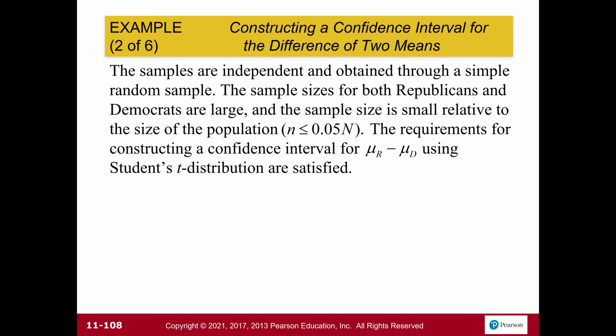We have to make sure that all the conditions are met. The samples are independent and obtained from an SRS. The sample size for both Republicans and Democrats are large, and the sample size is relatively small compared to the population. The requirements for constructing a confidence interval for mu Republicans minus mu Democrats using a student's t-distribution are satisfied. So now we can construct this confidence interval.